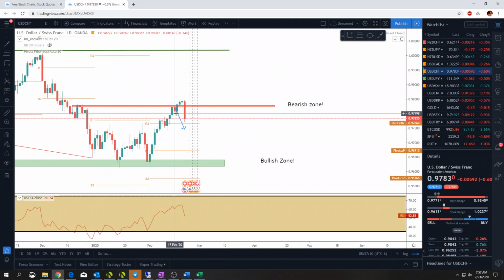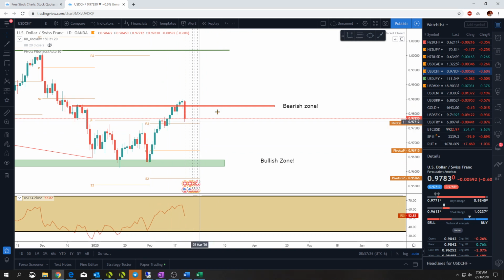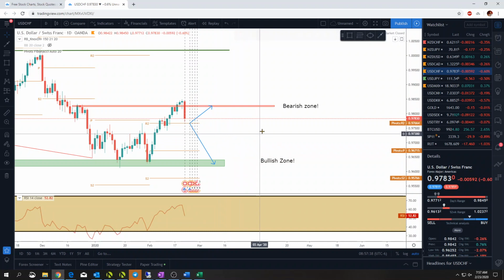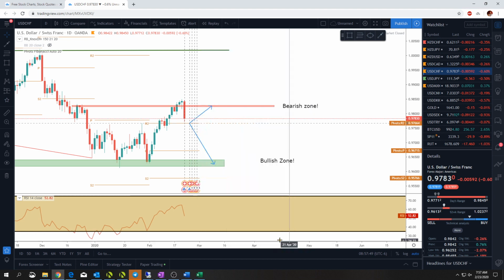USD Swiss franc, we got bearish right here, and then you have this confirmation bearish candle. So I'm bearish this pair. Looks like it came down to R2. Yeah, I want to see what price is going to do right here, right at R2. We could get a pullback up, or we could get a continuation down. So I'm going to set an alert right there, 97667. Bam.